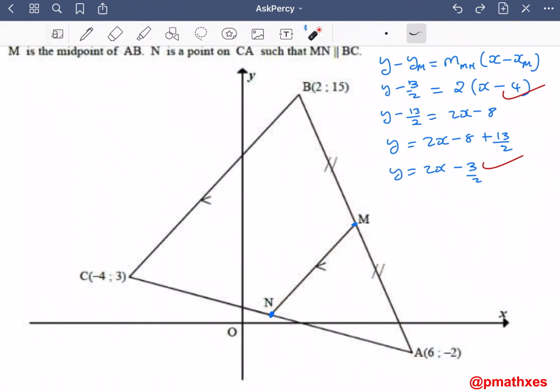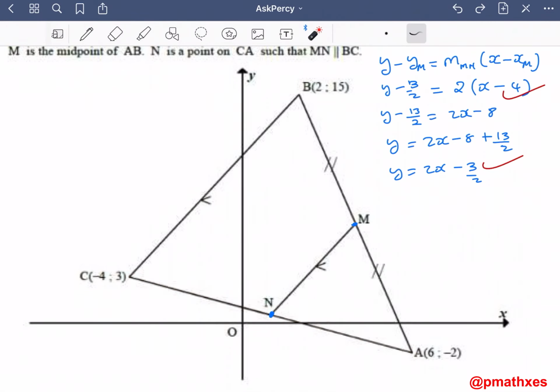Okay? So we already know the equation of this line, right? So if we can find the equation of this line and equate these two equations at this point, and then solve for x and y, the x and y that you're going to get after equating these two lines is the x value of N and the y value of N. Okay, so that's basically how you could calculate N. So you already know this line is y is equal to 2x minus 3 over 2. Now let's find this line here.